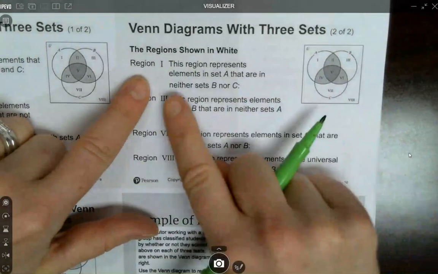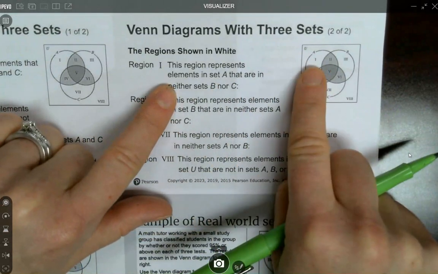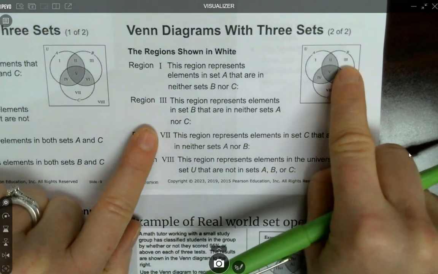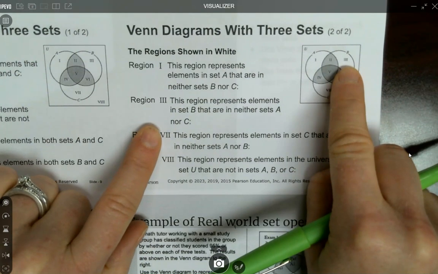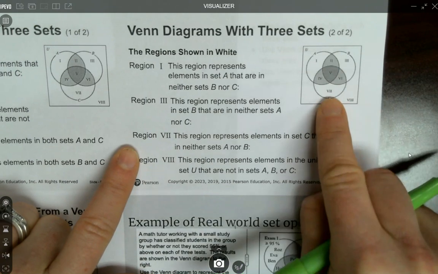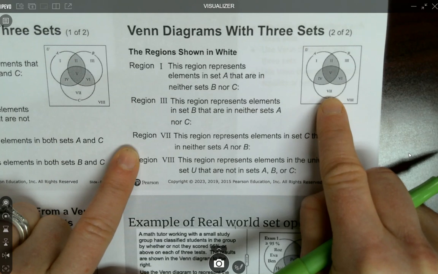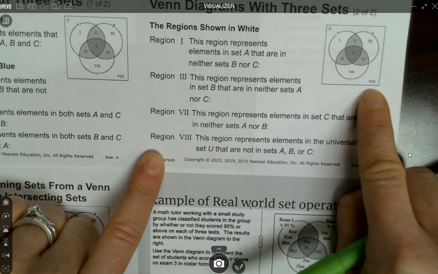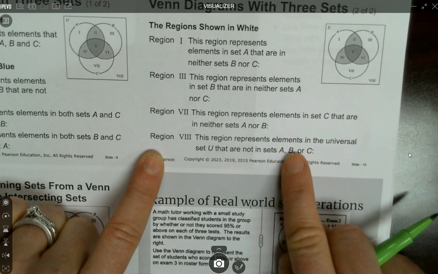Region 1 is the elements of A that are not included in B or C. Region 3, all the elements of B that are not included in A and C. And region 7 is all the elements that are not included in A or B that are in C. Region 8 is going to be the universal set that is not in A, B, or C.